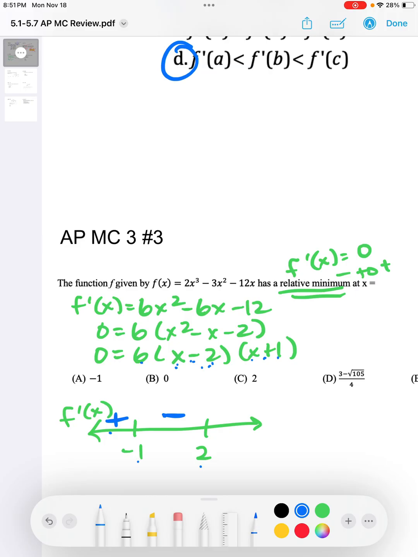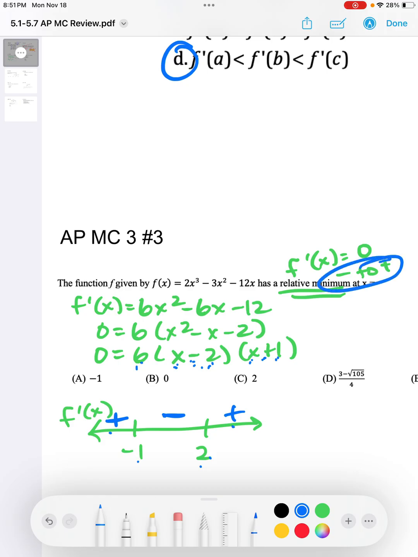All right, and then finally something greater than 2. So I'm going to pick 3. 3 minus 2 in my derivative is positive. And 3 plus 1 is also positive. So positive times 6, positive.